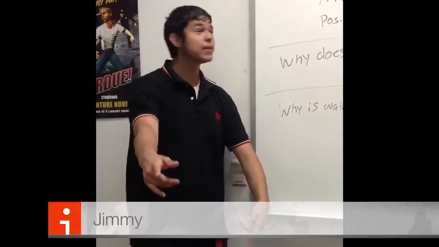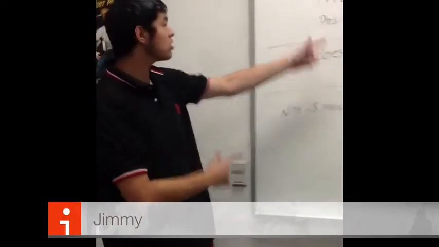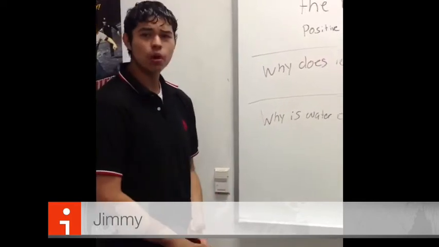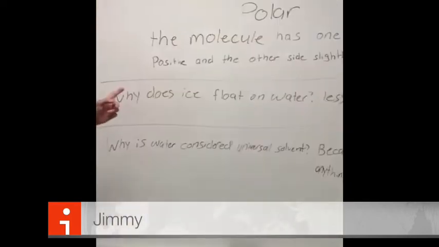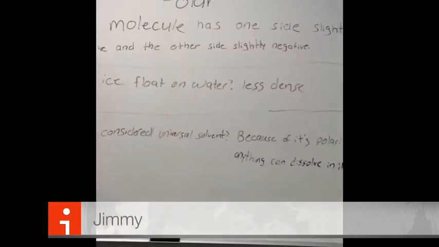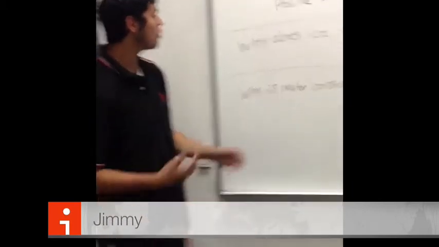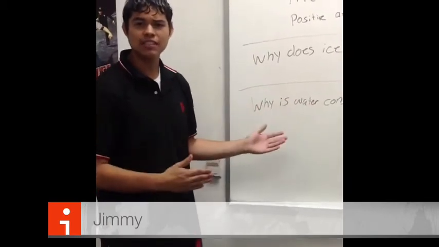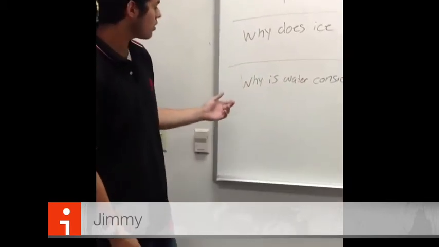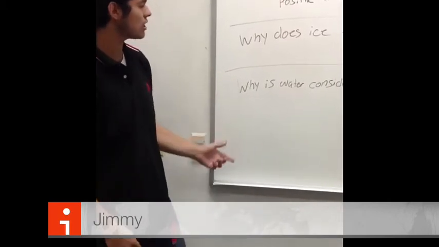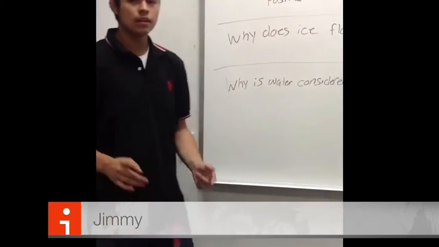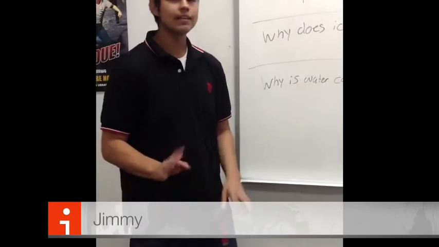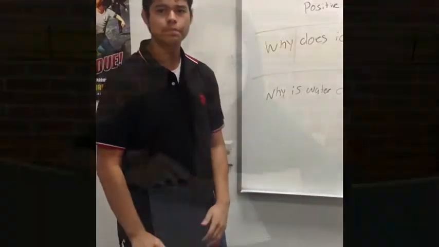Hi, I'm Jimmy, and one of the questions we have here is, what is polar? Polar is a molecule that has one side slightly positive and the other side slightly negative. Another question we had was, why does ice float on water? That's easy. It's because it's less dense. Another question we have here is, why is water considered the universal solvent? That's because of its polarity. Anything can dissolve in water.